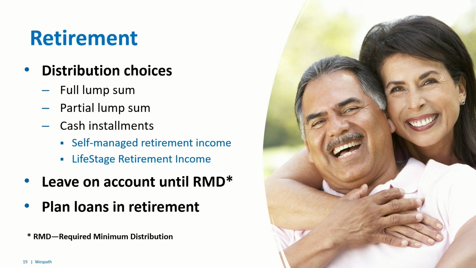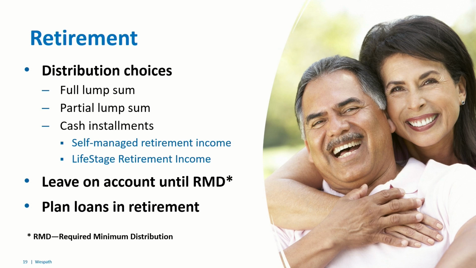And then you can set up cash installment arrangements. You can self-manage how you want to receive those installments over time. Tell us $800 a month and we'll do so. Or you can use a program we call Life Stage Retirement Income, where you're asking us to derive the amount of monthly installment payments for you over time.